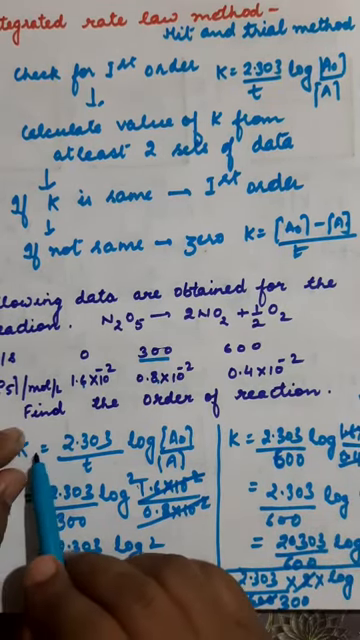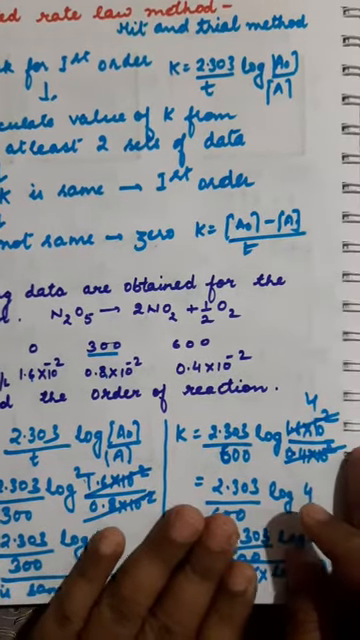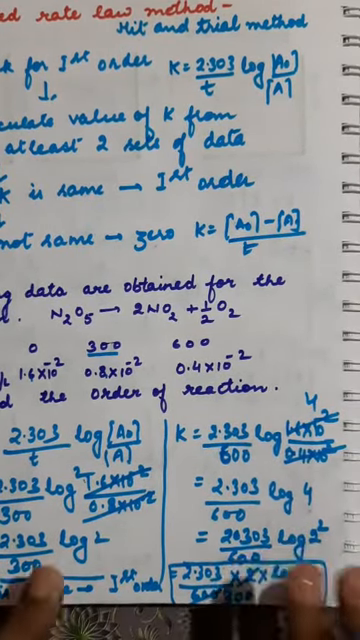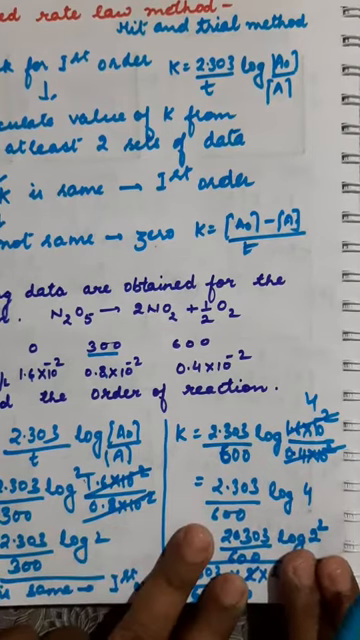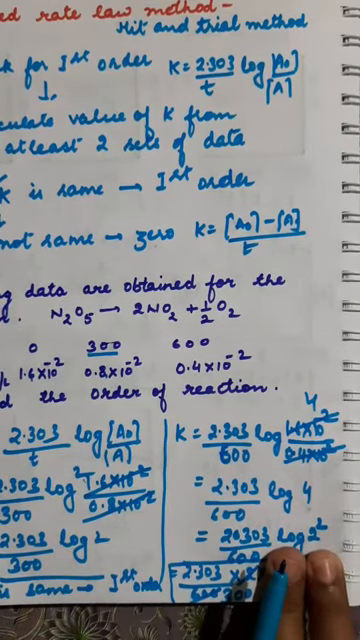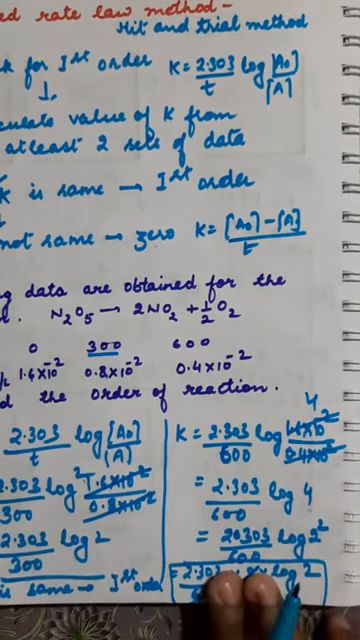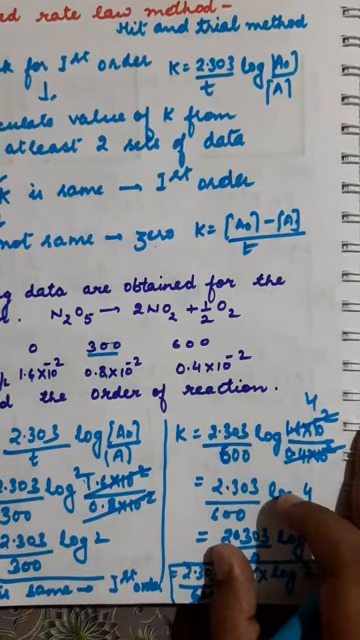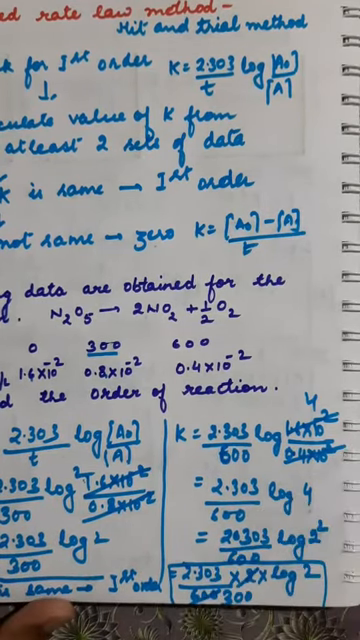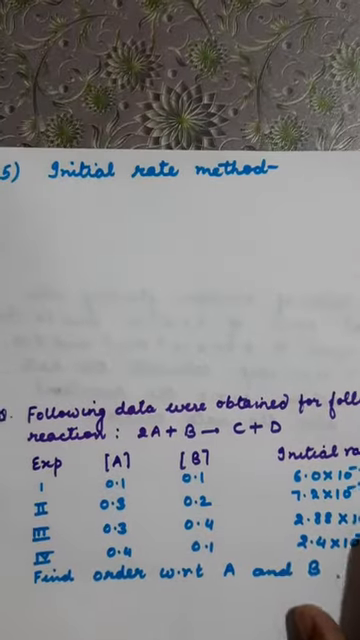First we will find one value of K, another value of K by using another set of data. Compare the two values. If the two values of K are the same, then it corresponds to that order. If it is not the same, then we will try for zero order reaction, then for second order reaction. Now the last one is the initial rate method.